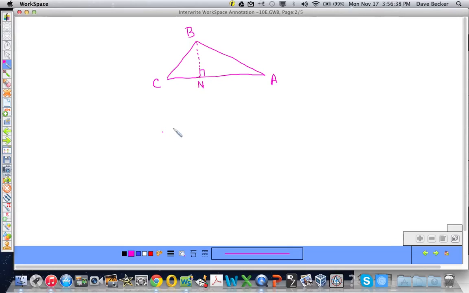I think you would agree that the area of this triangle is 1/2 times base. And let's be honest, it's all about that base. 1/2 base times height, the length of the base times the height. Well, the length of my base here is AC. So I'm going to replace the base with 1/2 times AC, and the height right now is BN.